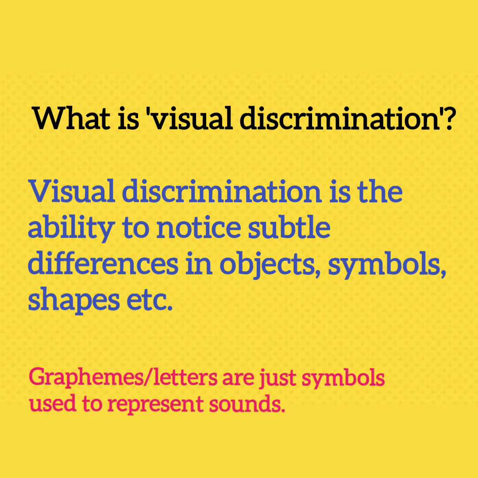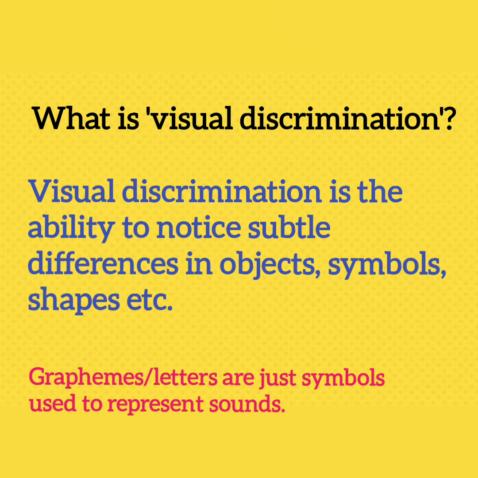So it could be colors. But for literacy assessment, we focus on the graphemes. Those are the letters. Because the letters are the graphemes, they are just symbols that are used to represent sounds. So in literacy assessment, we do visual discrimination tests to find out if the person is able to notice those little differences in the shapes of the letters.